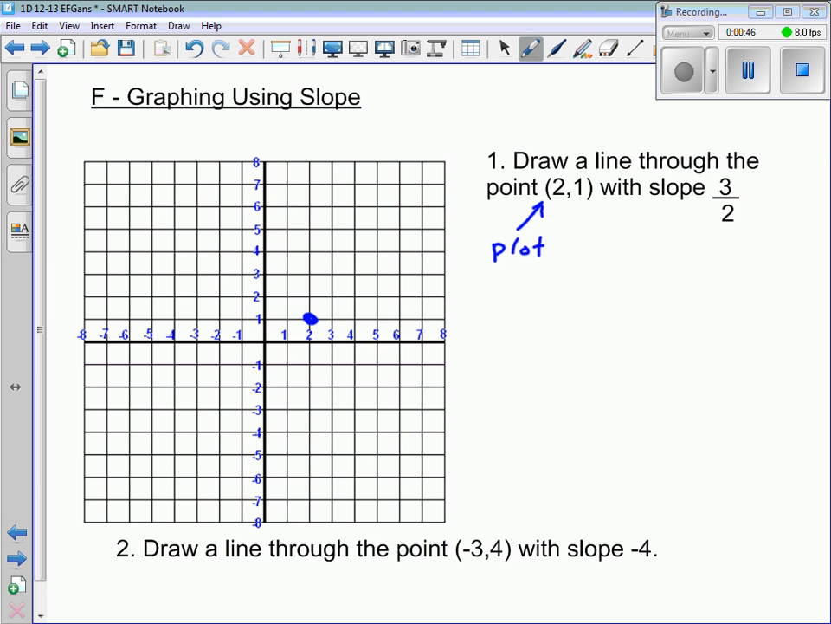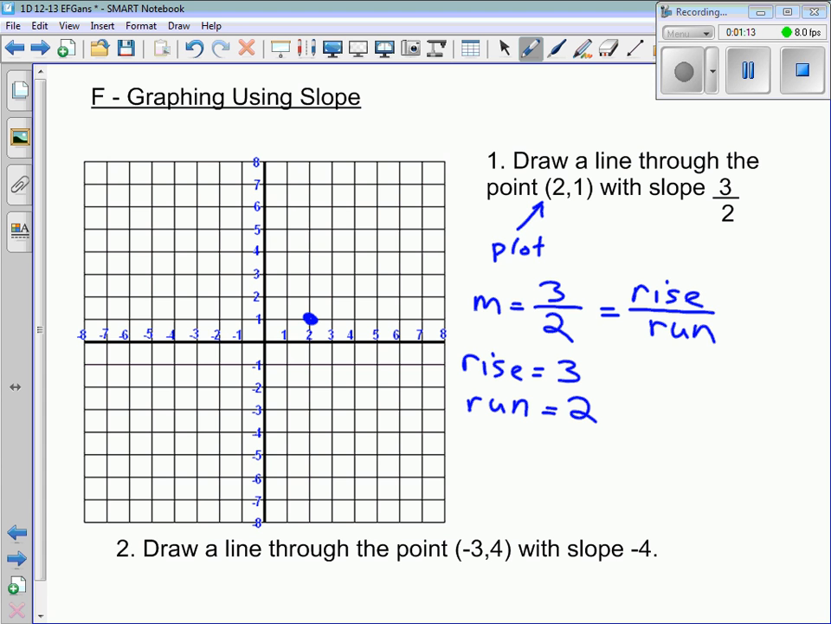Well, this involves working with the slope. We know that our slope is 3 over 2. We also know that one of the formulas for the slope is rise over run. So if I look at what I've just written here, this is telling me that for this line, my rise is 3, and my run is 2. Well, what does the rise mean? The rise is telling us how much we have to go up. The run is telling us how much we have to go over.